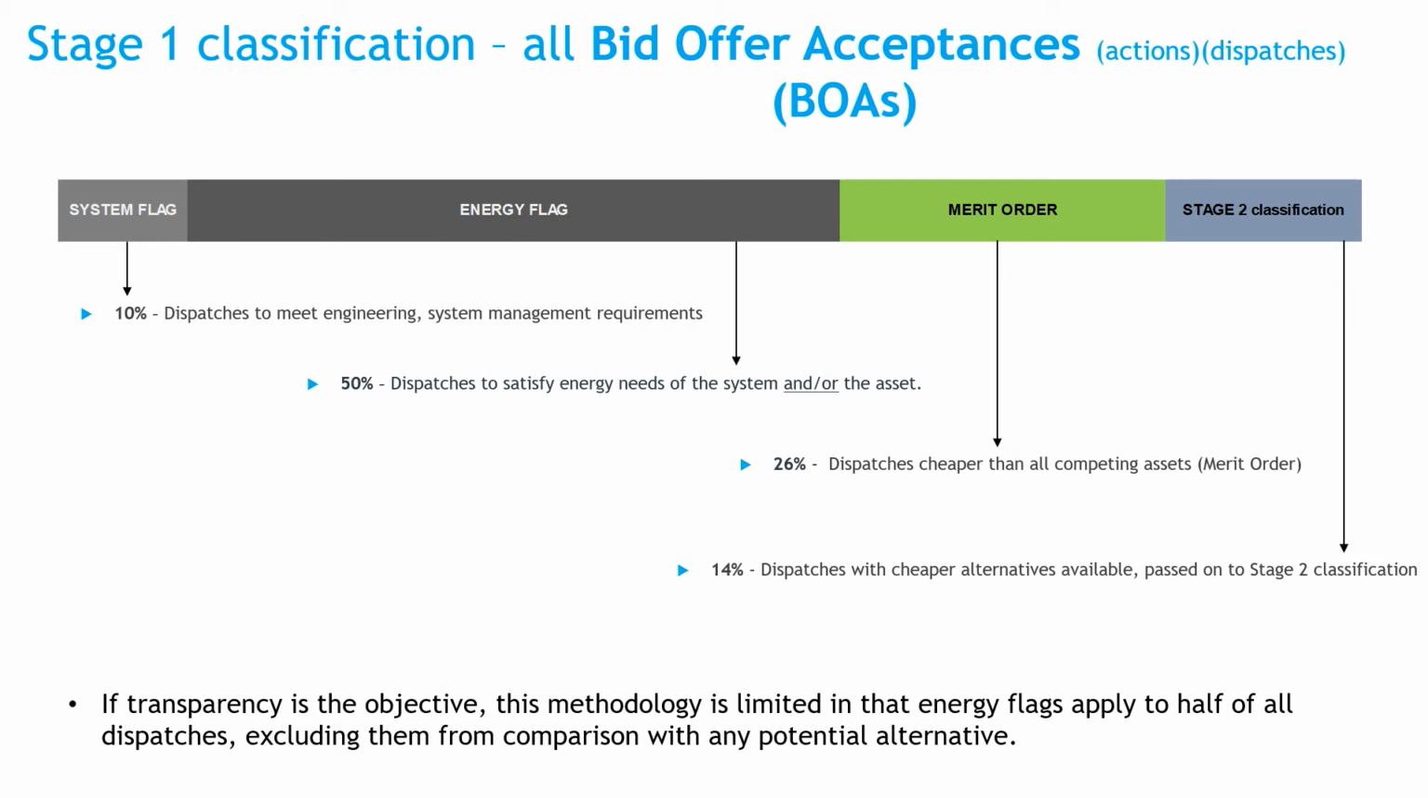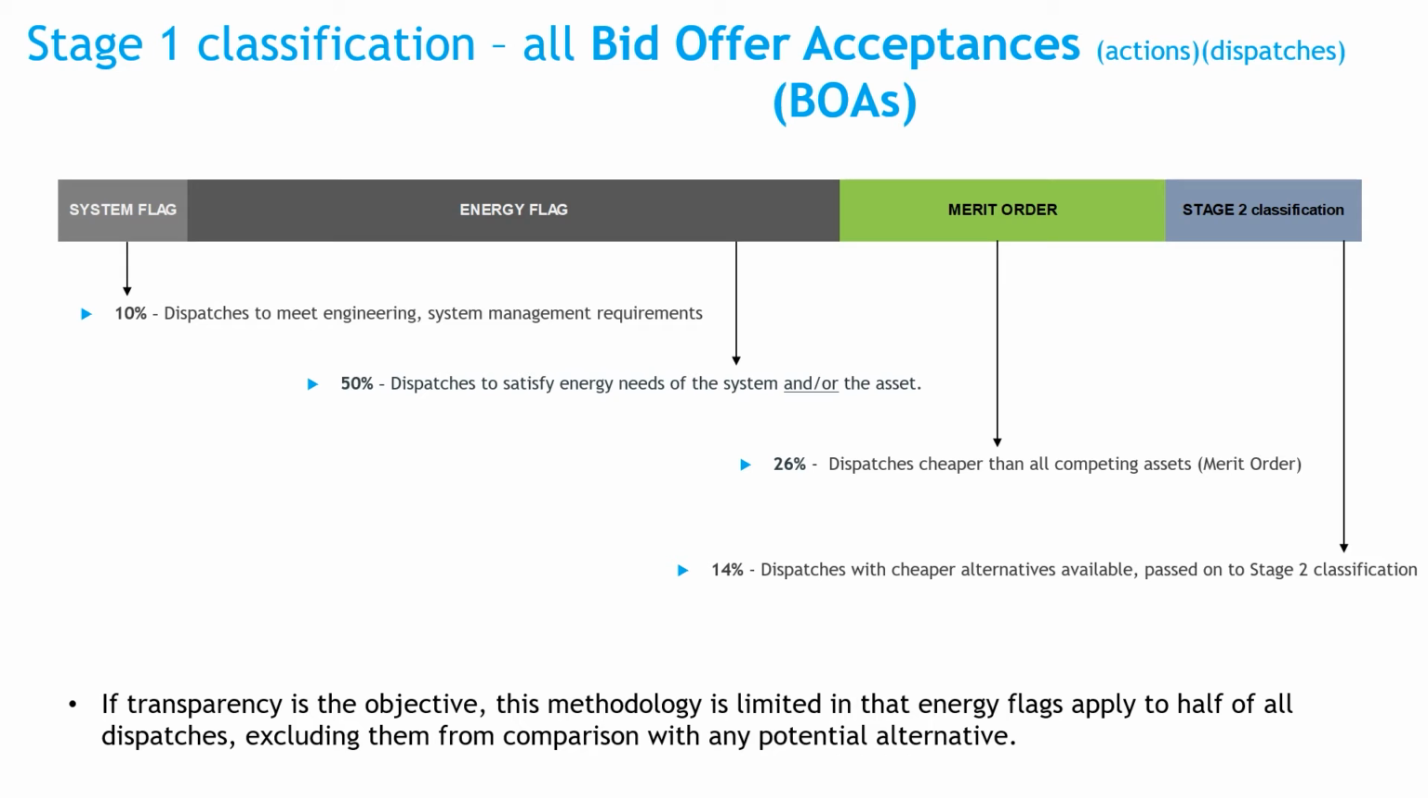You have 50% of actions being given an energy flag, but this means it was dispatched not only to meet the energy requirement, but also to meet the energy needs of the asset. So an example is assets will have minimum zero and minimum non-zero times, so they cannot be dispatched and cut off in quick succession, for instance. So you are catering to the needs of the asset. And so significantly, this is half of all dispatches.